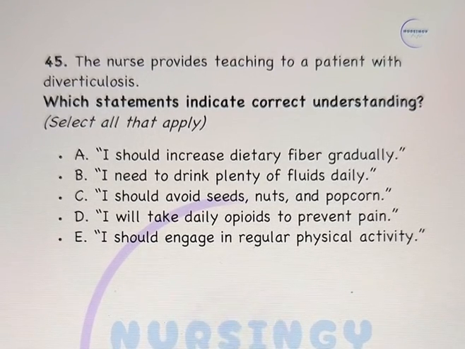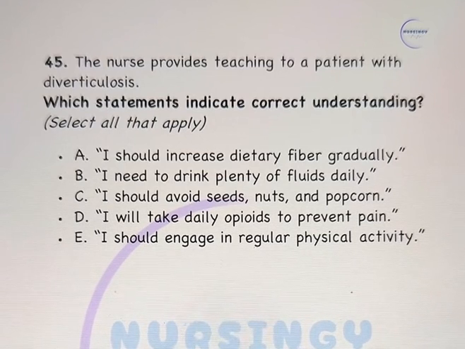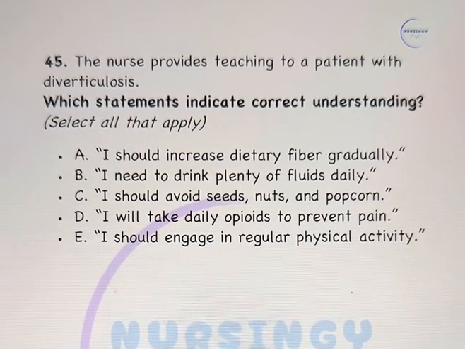So let's do that. A, I should increase dietary fiber gradually. Yes, because in the last question we said high fiber can increase the problem. It can make it worse. So we need to increase gradually. We can't have a high fiber diet. So A is correct. What about B?